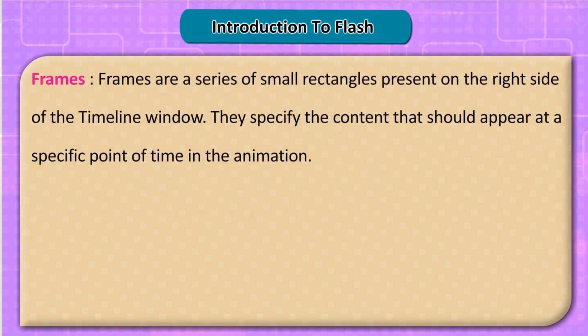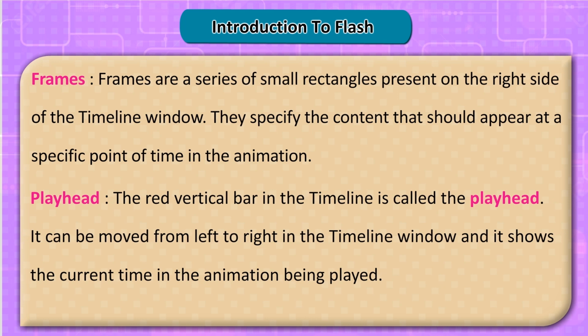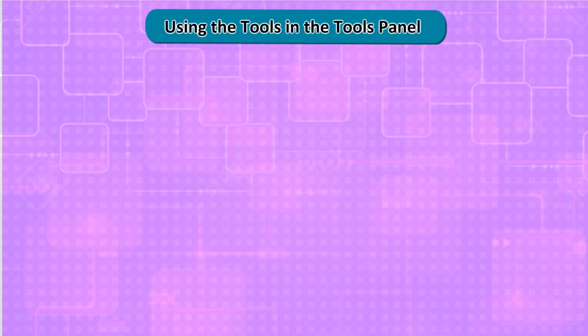Frames. Frames are a series of small rectangles present on the right side of the timeline window. They specify the content that should appear at a specific point of time in the animation. Playhead. The red vertical bar in the timeline is called the playhead. It can be moved from left to right in the timeline window and it shows the current time in the animation being played.